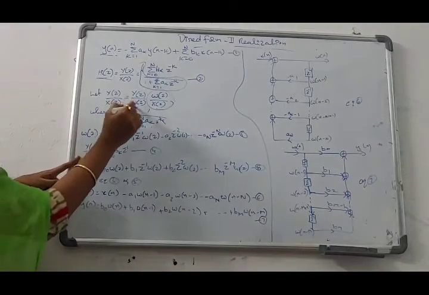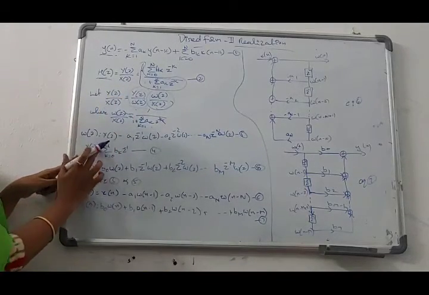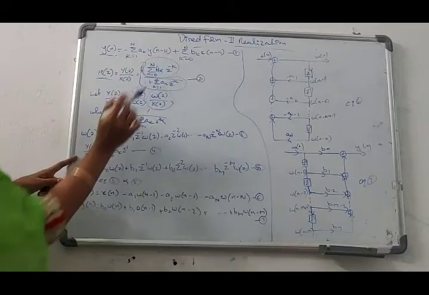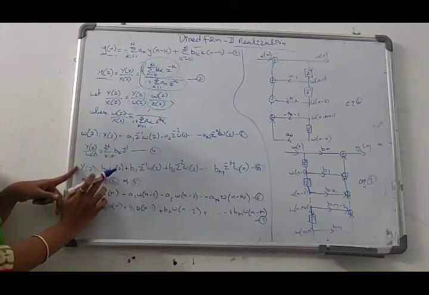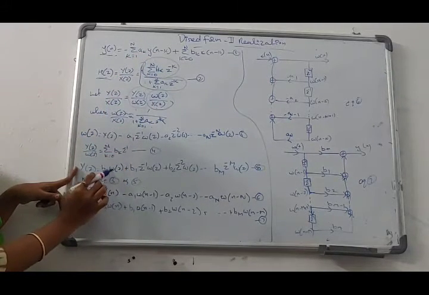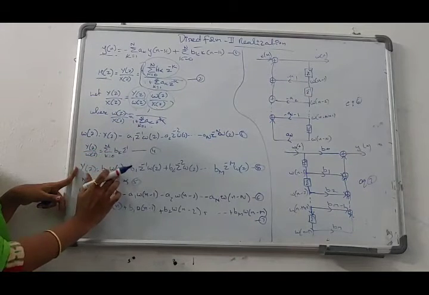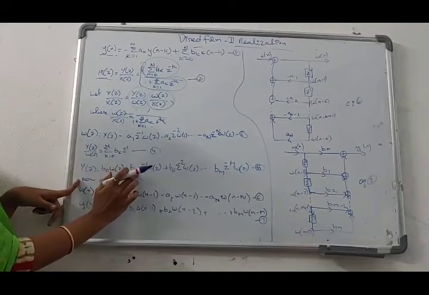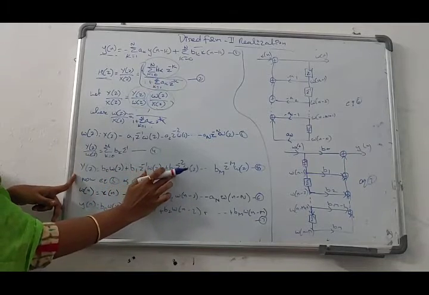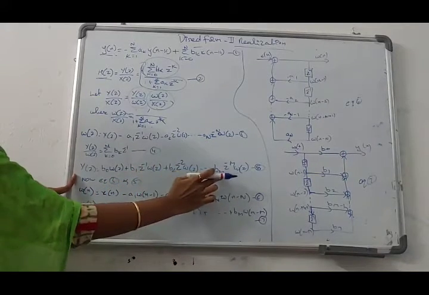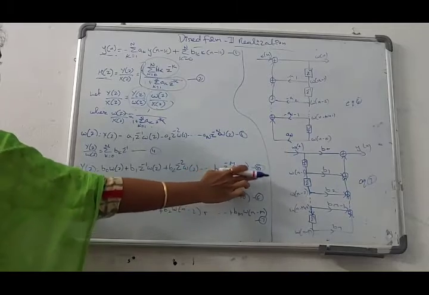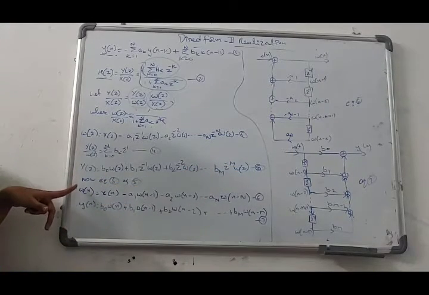Now Y of z by X of z. Y of z by X of z is what? This one. Okay. Now again expand. So b0 W of z, substitute k is equal to 0 to M, b0 W of z plus b1 z inverse W of z plus b2 z power minus 2 W of z up to bm z power minus M W of z. Okay. Keep it as equation 5.